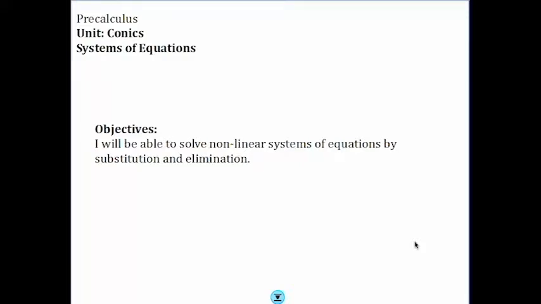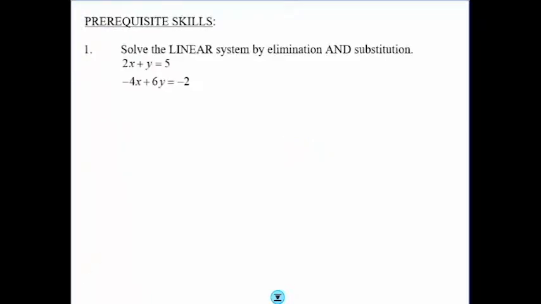Today we're going to talk about systems of equations. By the end of this video, you should be able to solve nonlinear systems of equations by substitution and elimination. Before we get started, let's look at some prerequisite skills.